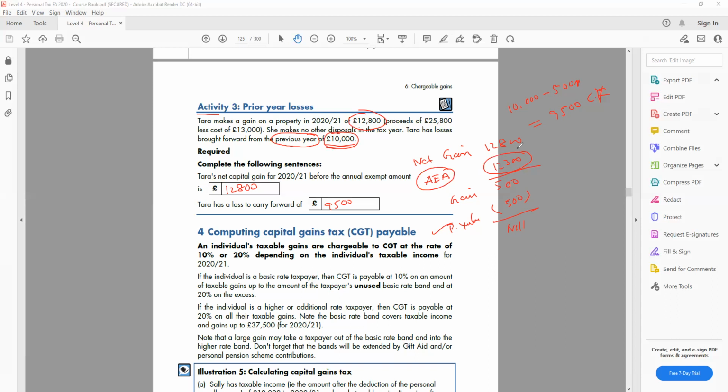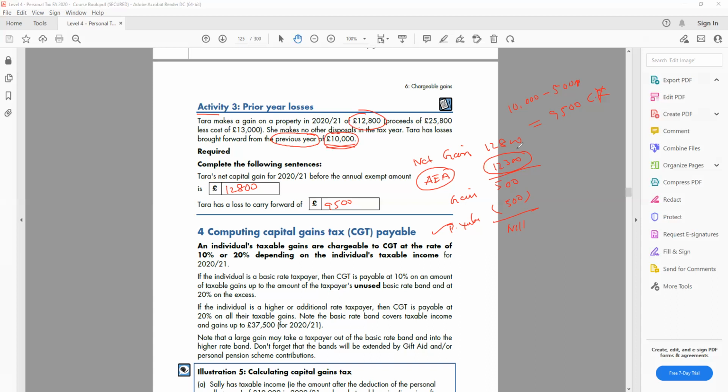But if the loss is from the current year, we don't have any choice. We have to use the current year loss against the current year gain first, then we can use the annual exemption. In this case, if we don't have enough gain, the annual exemption amount will be wasted. But if we have the loss from the previous year, we will be able to use the annual exemption amount first, and the loss will be carried forward for the next period.